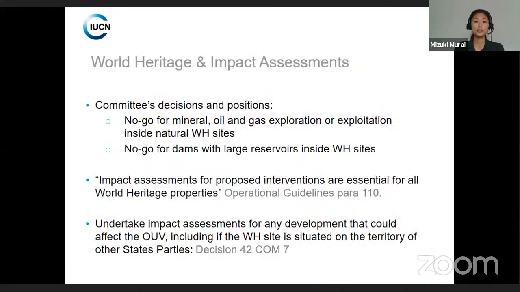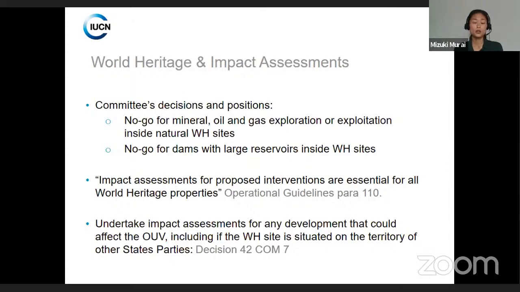The World Heritage Committee has adopted numerous decisions targeted at specific World Heritage sites, but has also taken high-level positions on certain development activities. For example, the committee has stated that mineral, oil and gas exploration and exploitation is incompatible with World Heritage status, and that such activities should not be undertaken within World Heritage sites. In 2016, the committee also adopted a position that dams with large reservoirs within the boundaries of World Heritage sites are incompatible with their World Heritage status. The committee urged states parties to ensure that the impacts from dams that could affect sites located upstream or downstream within the same river basin are rigorously addressed in order to avoid impacts on the OUV.